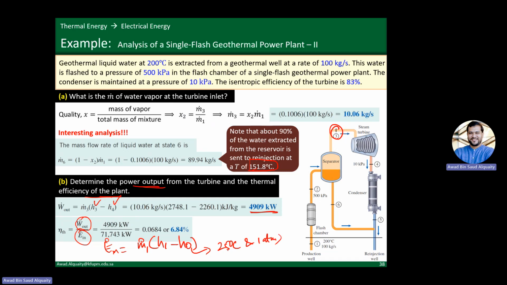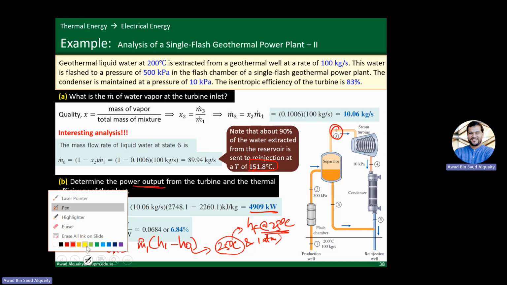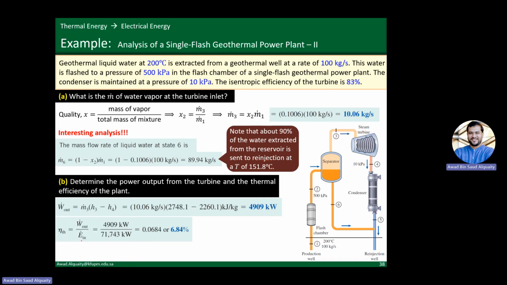So as we know, we are treating this as a saturated liquid. So all we need to know is what is, let's say, hf at 25 degrees Celsius, and that will be the h naught for all calculations that we do, right? So simply when we put these numbers in, what we get as E naught in is 71,743 kilowatt. So yeah, the efficiency is rather small, 6.84%.